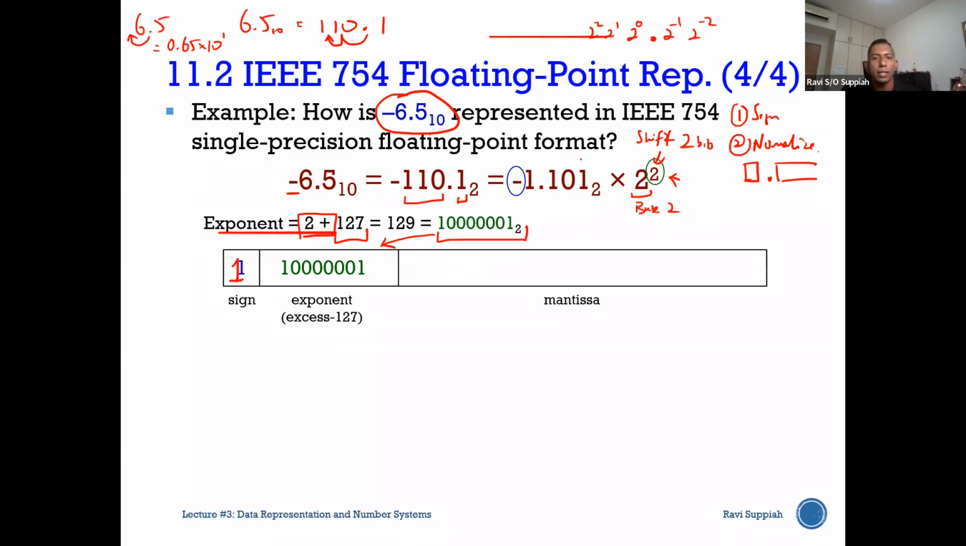Let me repeat that. To find the exponent, all you need to do is take 127, add whatever number is the power of the base 2, and whatever number you get, you represent as an 8-bit binary and put it here as the exponent. Then what is the mantissa? Mantissa is whatever is left after the decimal point.